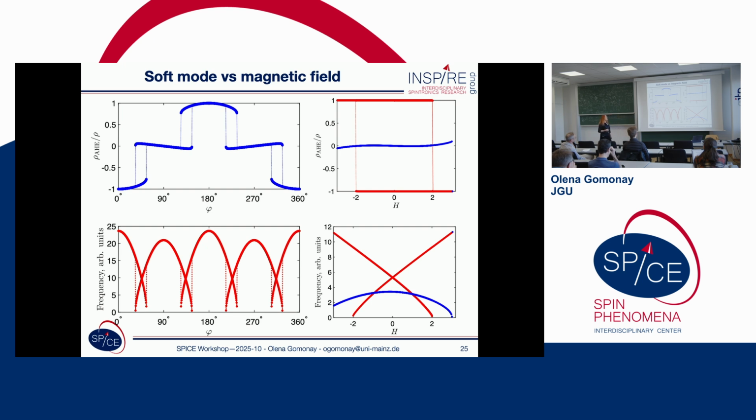And for manganese 5 silicon 3, we also can look at the frequency. This is a gap in the spectra as a function of the magnetic field orientation or magnetic field value, and we figured out that in the points where we have this phase transition, we should see softening, and this maybe can be a guidance for the experimentalist to prove or disprove the suggested magnetic structure.